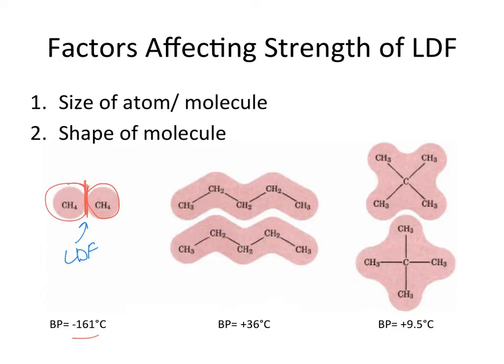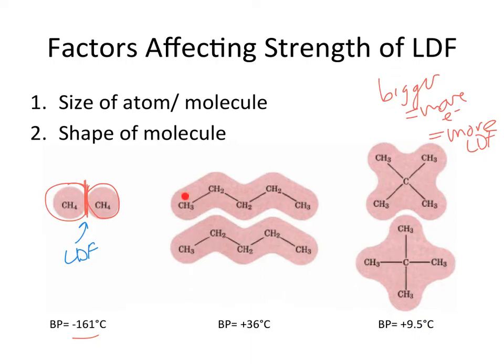Now, if you look at the third one over here, we can see that they are much bigger. And bigger equals more electrons. More electrons equals more London dispersion forces. So what we do see is because they are bigger, they have a higher boiling point. They boil at plus 9.5 degrees Celsius. However, they're not the biggest one over here.